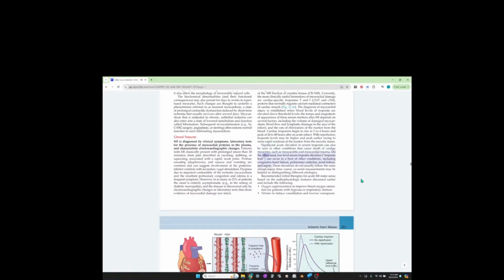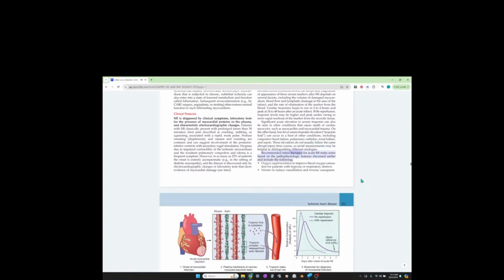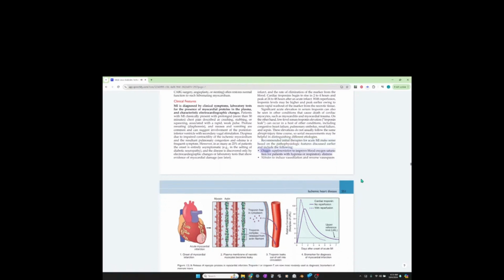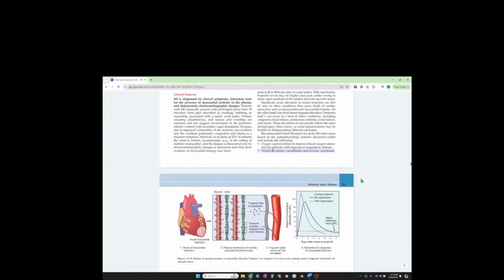On the other hand, low-level serum troponin elevation can occur in a host of other conditions, including congestive heart failure, pulmonary embolus, renal failure, and sepsis. These elevations do not usually follow the same abrupt injury time course, so serial measurements may be helpful in distinguishing different etiologies. Recommended initial therapies for acute MI make sense based on the pathophysiologic features discussed earlier and include the following. Oxygen supplementation to improve blood oxygen saturation for patients with hypoxia or respiratory distress. Nitrates to induce vasodilation and reverse vasospasm.